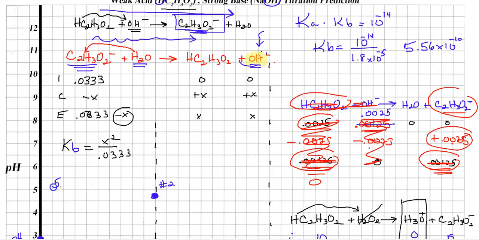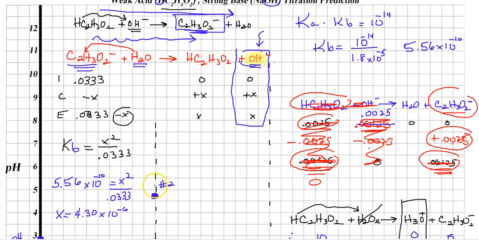So 5.56 times 10 to the negative 10 equals x squared over 0.0333. So I multiply the 0.0333 by my Kb and square root both sides. And when I do that, I find that my x is equal to 4.30 times 10 to the negative 6. Now what did I just solve for? Well, I just solved for the x, which is the concentration of my base.